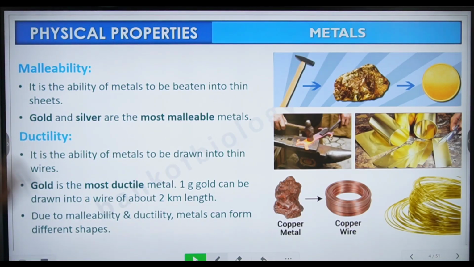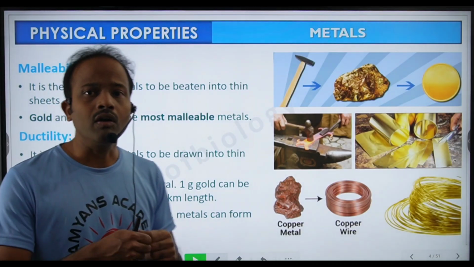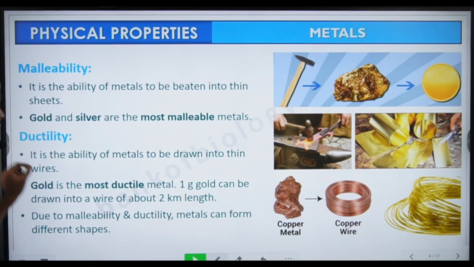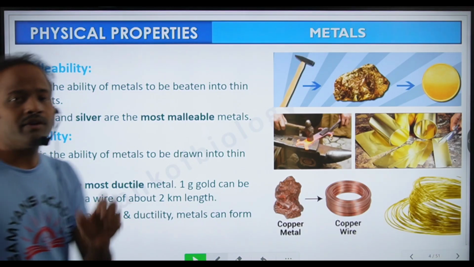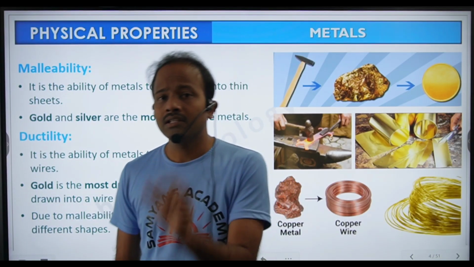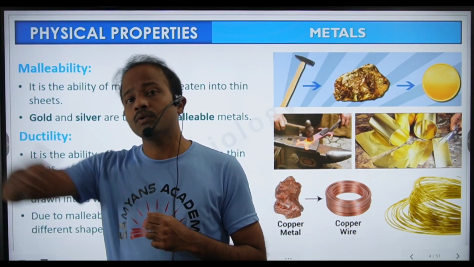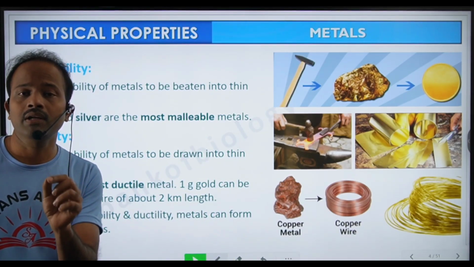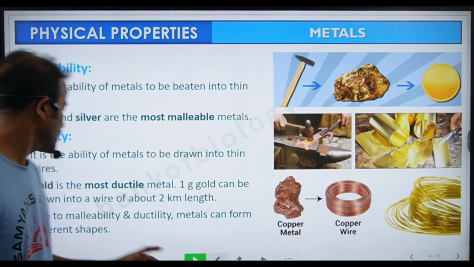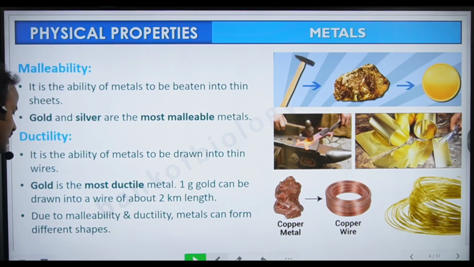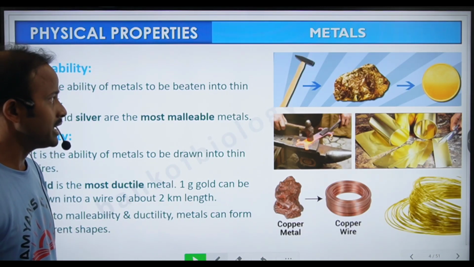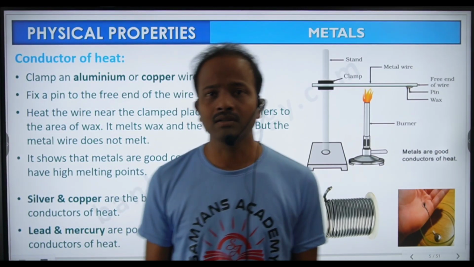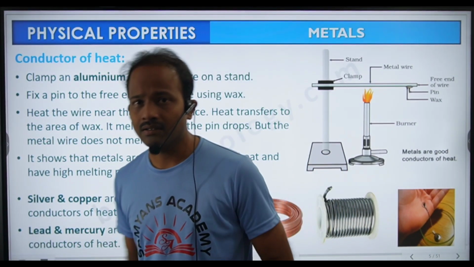Next one we have ductility. Metals can be drawn into thin wires, and this property we call ductility. Gold is the most ductile metal. When you take 1 gram of gold, it can be drawn into 2 kilometers of thin wire. That property is called ductility. Due to malleability and ductility, metals can form different shapes. By that property we can convert metals into different designs.